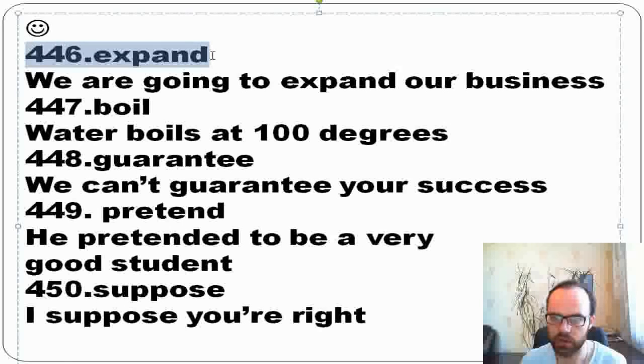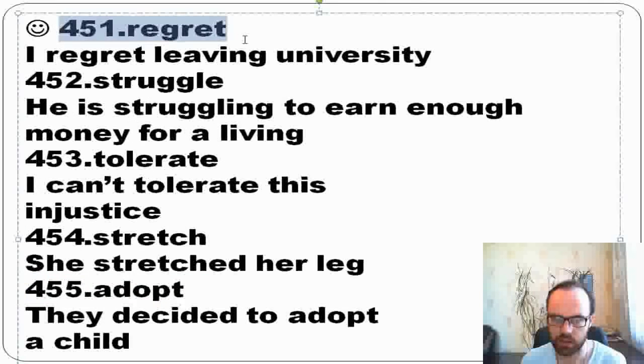Expand. We are going to expand our business. Boil. Water boils at 100 degrees. Guarantee. We can't guarantee your success. Pretend. He pretended to be a very good student. Suppose. I suppose you're right. Regret. I regret leaving university. Struggle. He's struggling to earn enough money for a living.